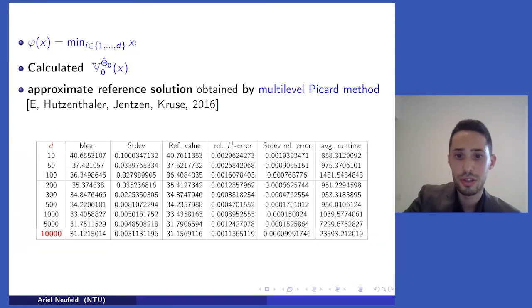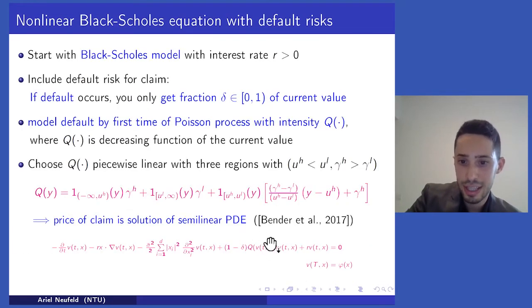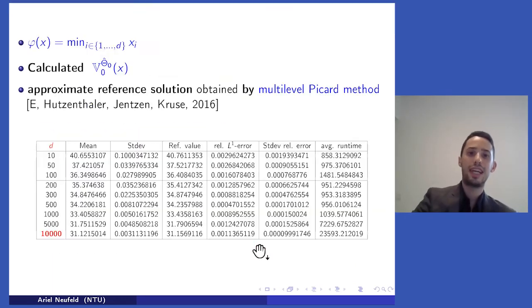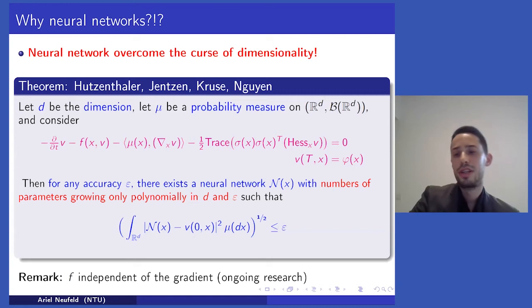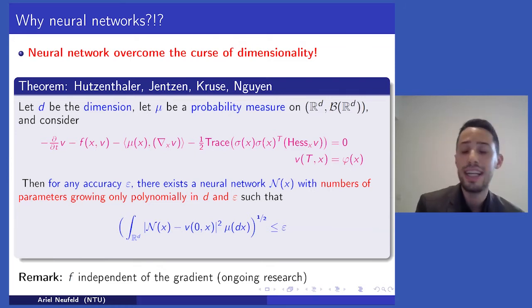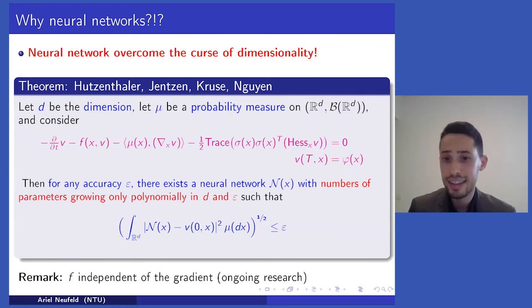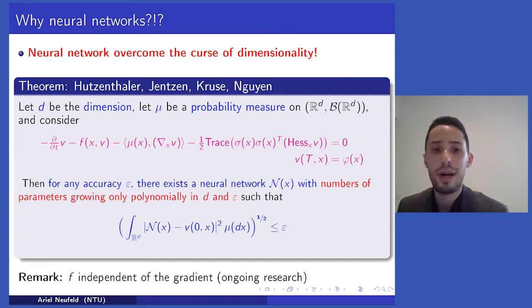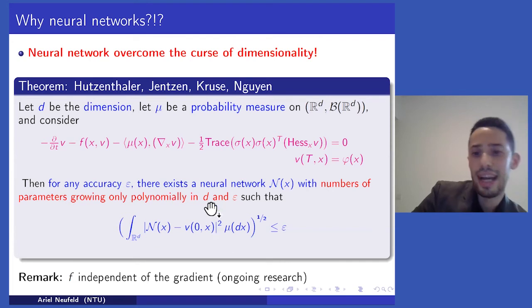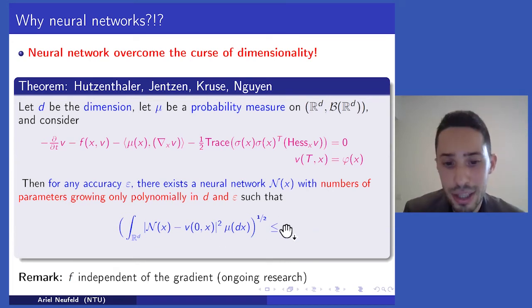Let me go back to show it to you. The PDE here, the nonlinearity was only here, so it only involved V and not the gradient. For this kind of result, you can actually show that neural networks overcome the curse of dimensionality from a theoretical point of view, which means that for any given accuracy epsilon, you can find a neural network with the number of parameters only growing polynomially in D and epsilon, such that in the L2 norm, the error is smaller than the accuracy epsilon.